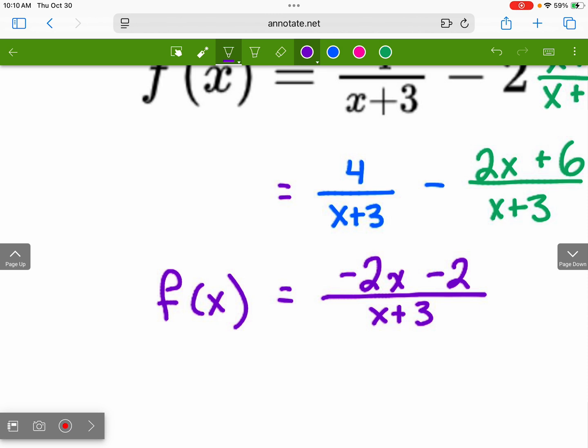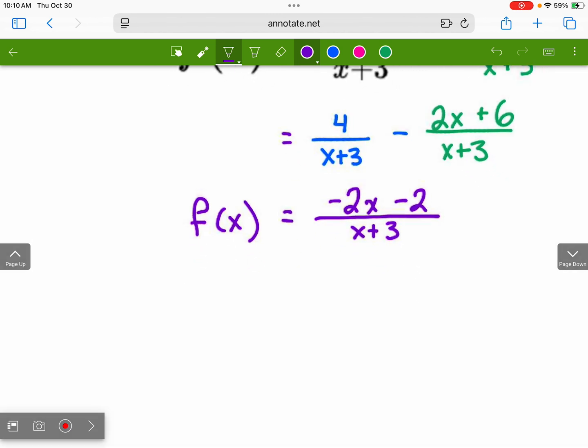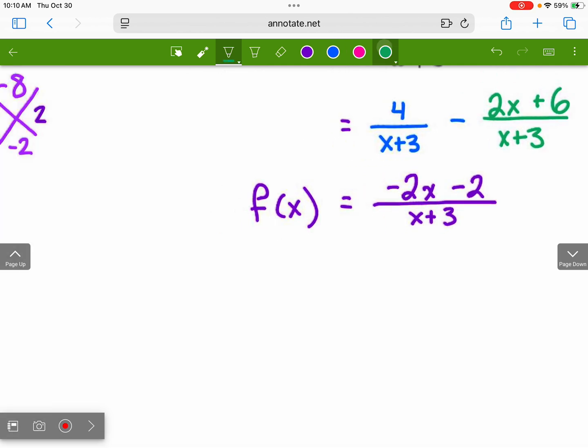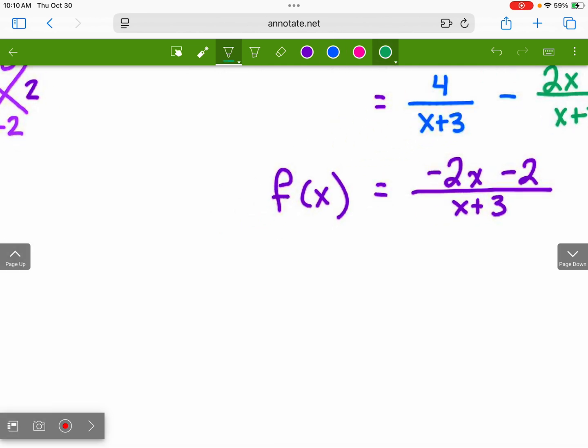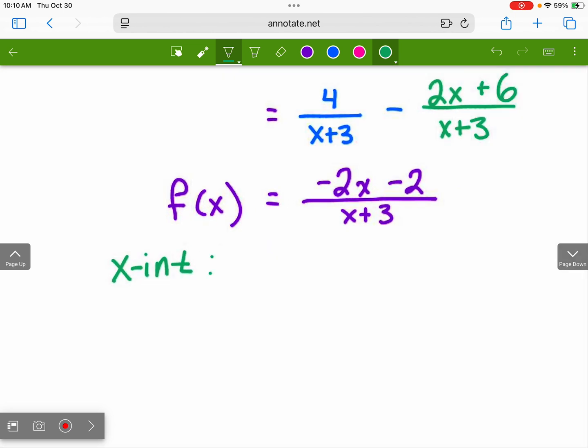I could find my y-intercepts. I could go back and find my domain. I could combine these all together. So for our x-intercept, that's our zeros of our numerator. So negative 2x minus 2 equals 0.